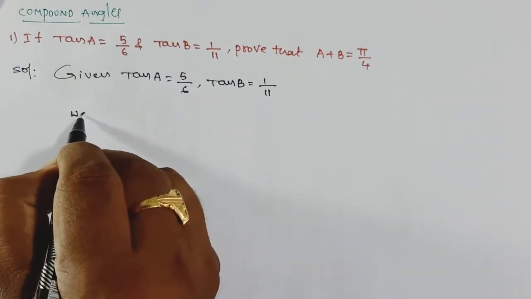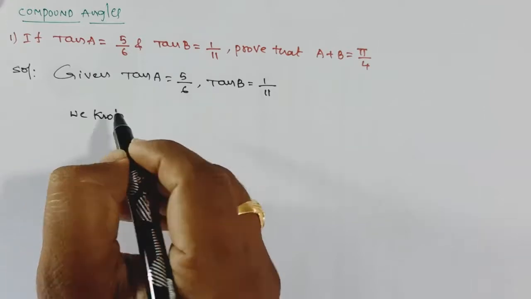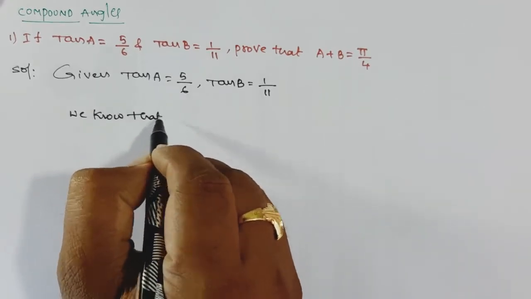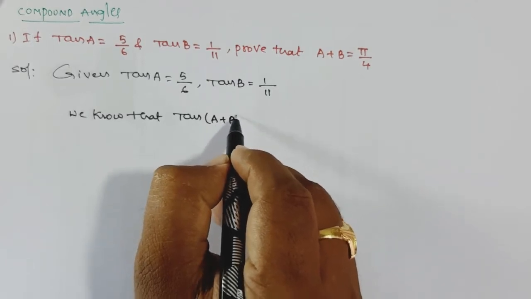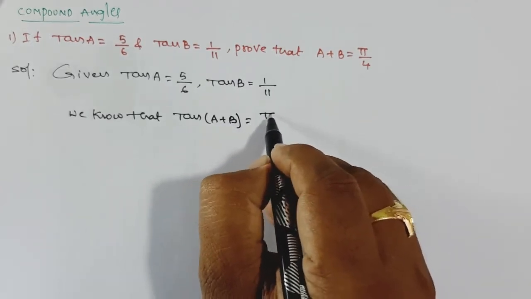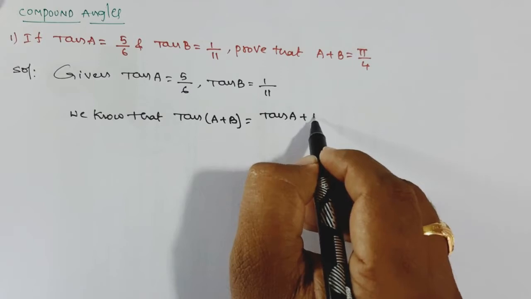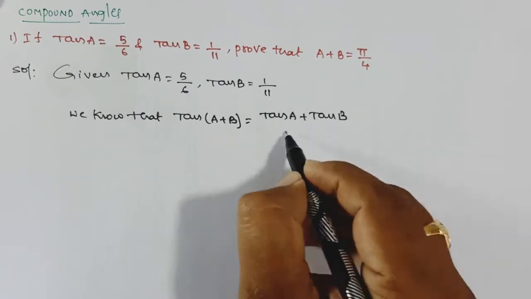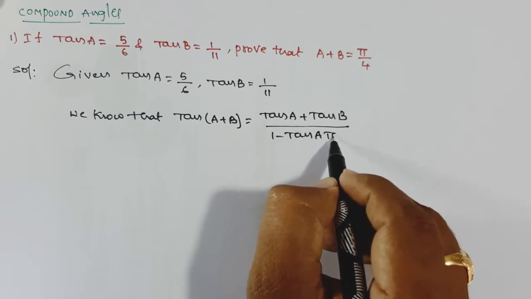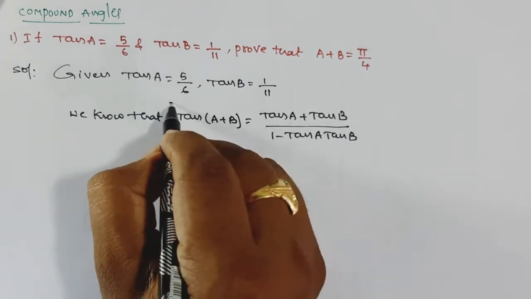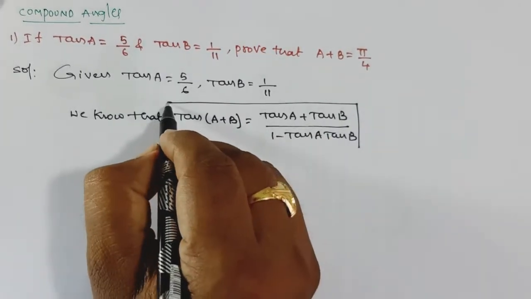For that, we have to write tan of A plus B, equal to tan of 45 degrees. So now we use the tan of A plus B formula. We know tan of A plus B equals tan A plus tan B by 1 minus tan A tan B. Given values, substitute in this formula, then we get the required value.